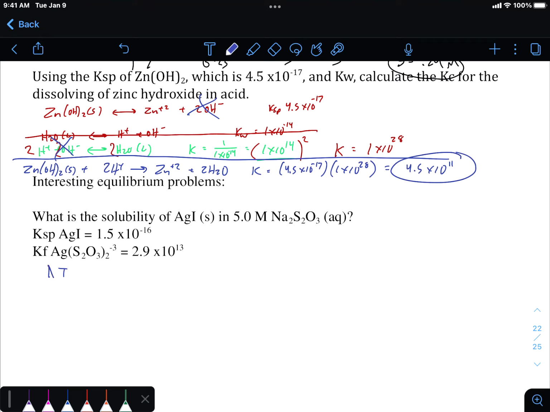So let's start by writing out the relevant equations. So AgI, okay, and that Ksp is known. Okay, and they give us the formation constant. So the equilibrium equation for the formation of the complex ion is simply the ions combining to form the complex ion.